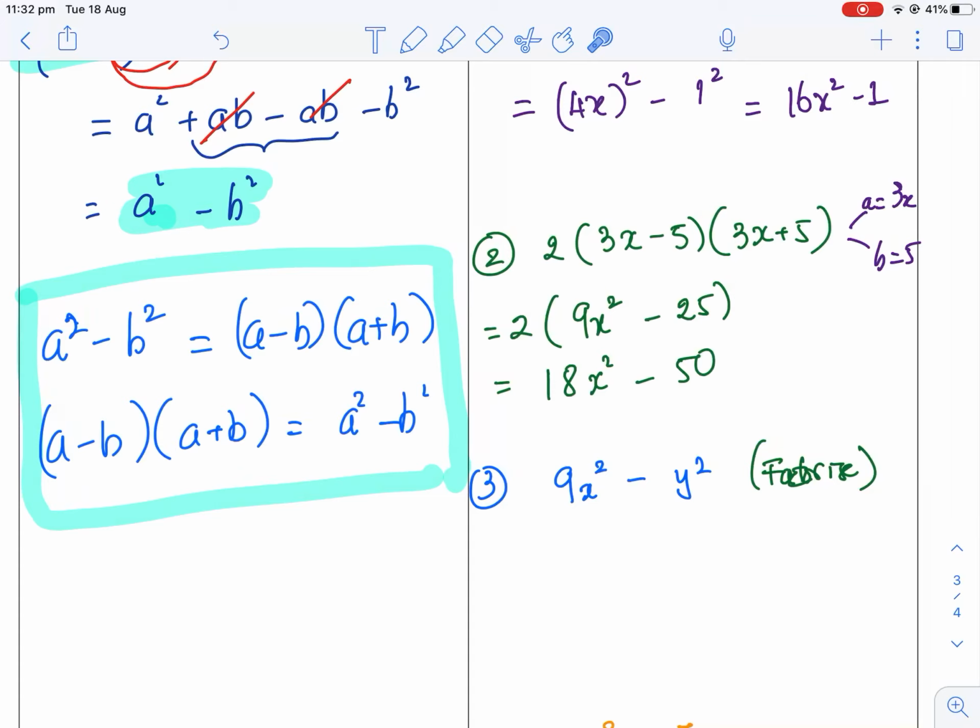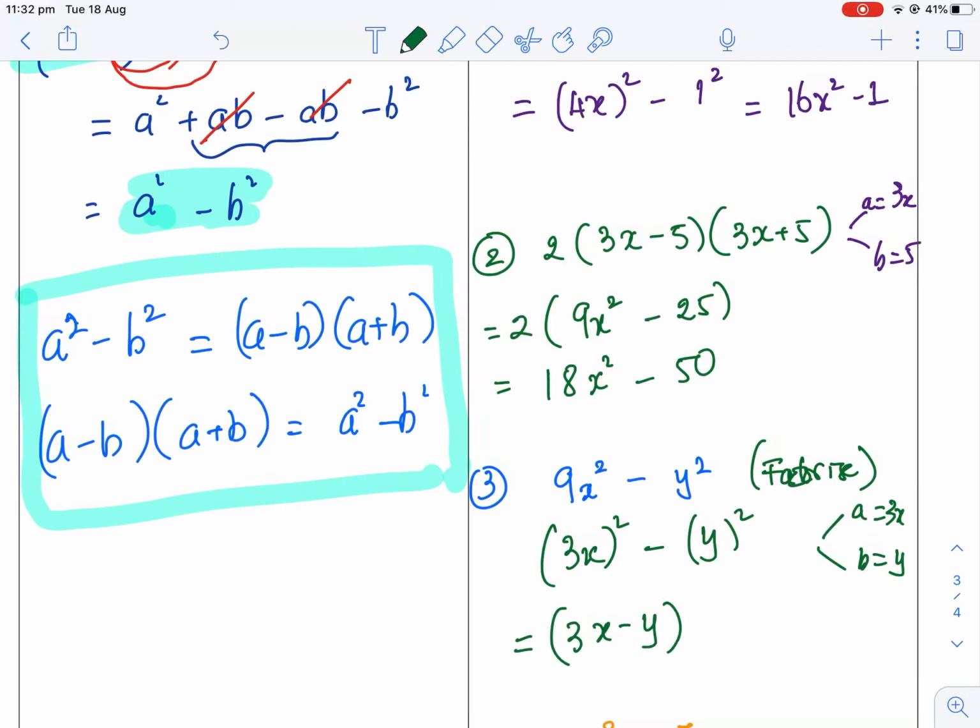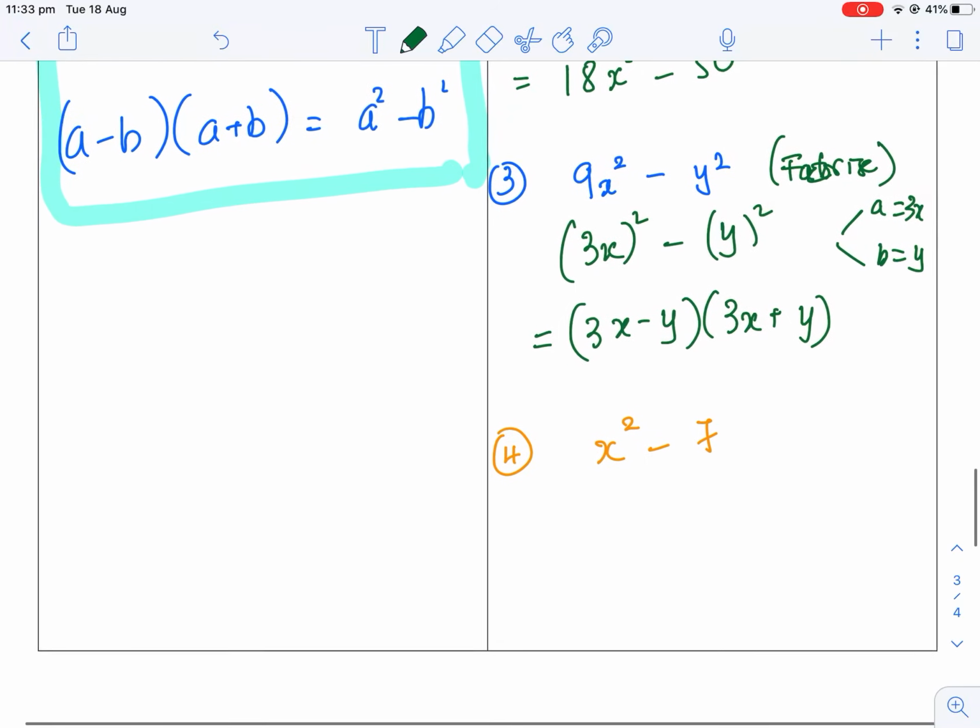So this one, you have to identify which one is A, which one is B. This one is A squared and this one is B squared. So if A squared, a number squared, equals 9x squared, it means that number is 3x. And then y squared is y squared. So here I know that A is 3x and B is y. So I'm going to rewrite like this. So it equals A take away B, which is 3x take away y, times A plus B, which is 3x plus y.